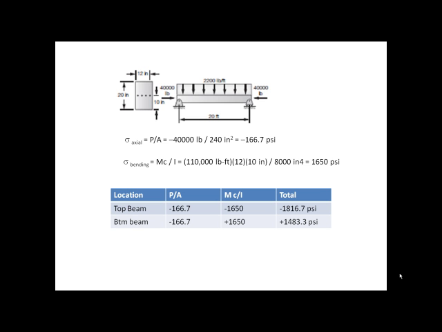So we can add those up, and you can see that the total combined stress on the top of the beam is a compressive stress, 1,816.7 psi, and on the bottom of the beam it is actually a tensile stress, 1,483.3 psi.